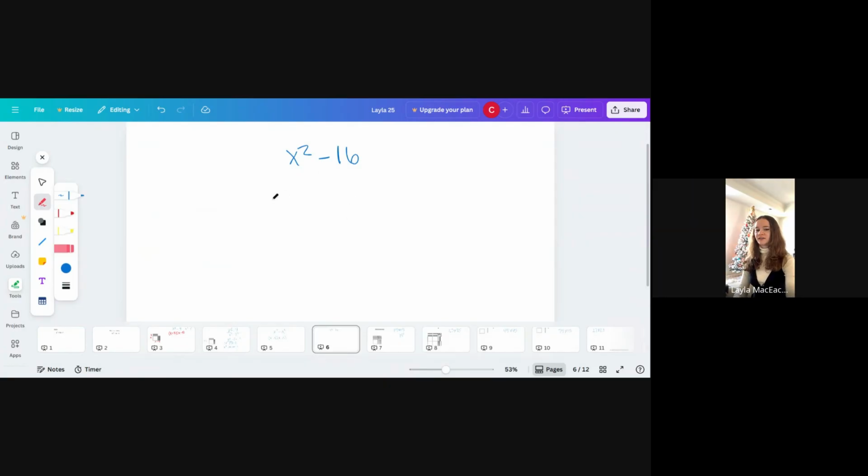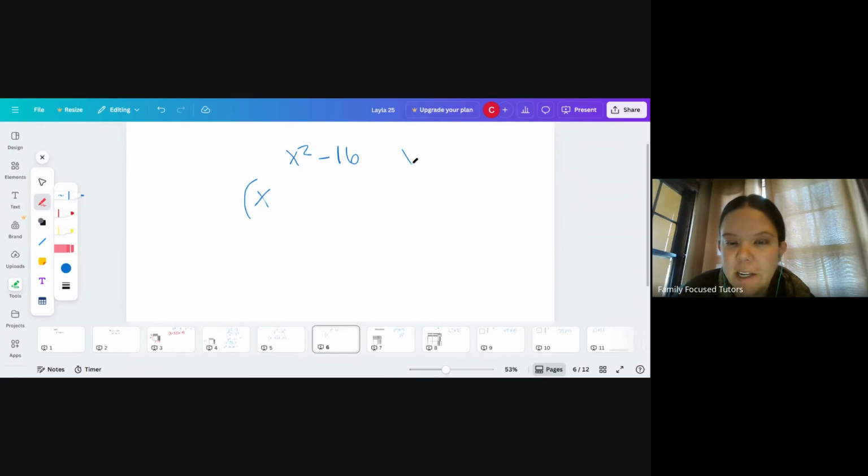X squared and 4 squared. Yep, so I could rewrite it as x squared minus 4 squared. So that gives me my factors, right? When I break that down like this gives me my factors, or this right here does. So what am I going to write in my parentheses with my x when I write my factors?